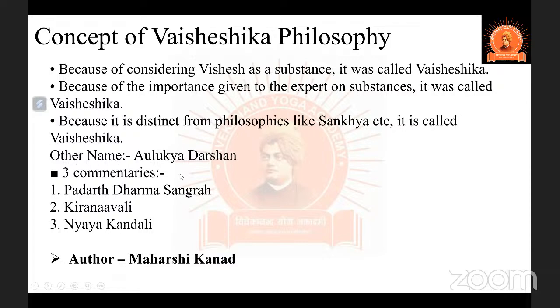The other name for this philosophy is Aulukya Darshan. It is also called Aulukya Darshan. There were three commentaries available on this particular Vaisheshika philosophy: Padarth Dharma Sangraha, Kiranavali, and Nyaya Kandali. These are the three commentaries available for this Vaisheshika philosophy. If someone wants to read this philosophy, they can read any of these three commentaries to understand it in more detail. And the author of this philosophy is Maharshi Kanad. So you have to be very thorough with the author names also. Vaisheshika philosophy's author is Maharshi Kanad.